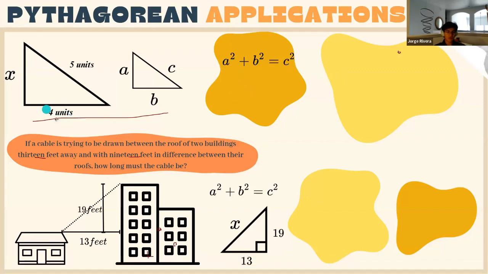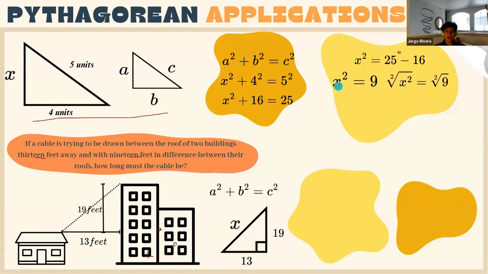Now we have the value of one of the legs and the value of the hypotenuse, so we're going to substitute them in. We put 4 units as b and 5 units as c, and we solve that out. We subtract 16 from 25, and the answer is x squared equals 9. Then we take the square root of both sides to cancel out the square and determine our answer. So x is equal to 3. That means the a value, or x, over here is equal to 3 because we used this equation.